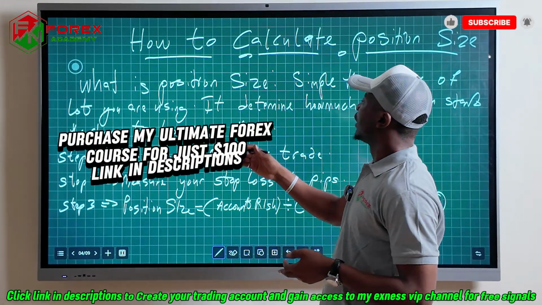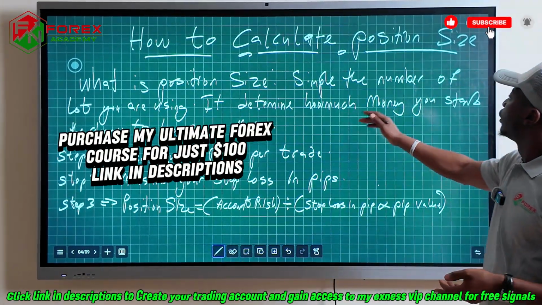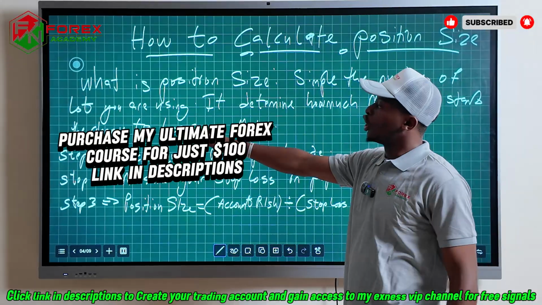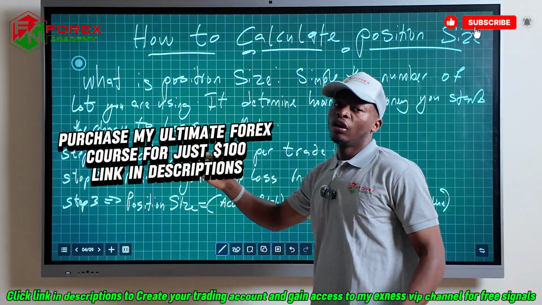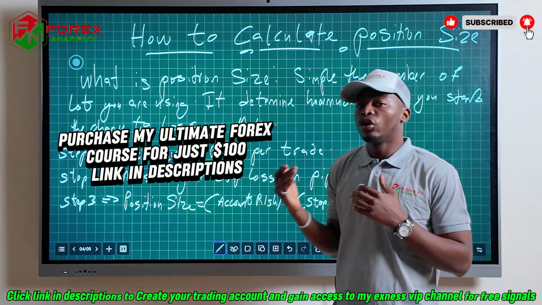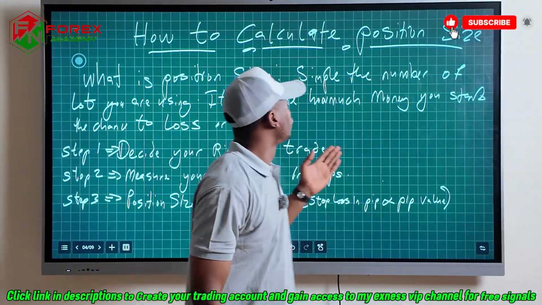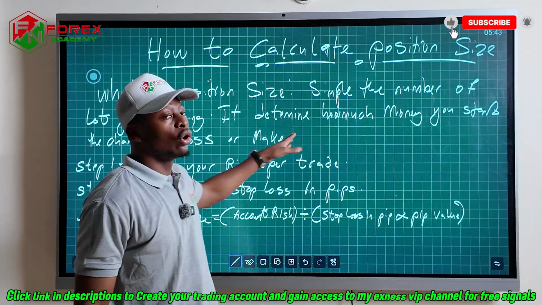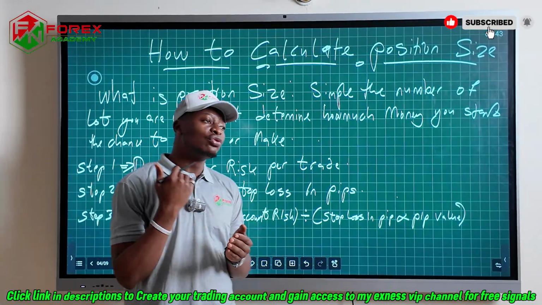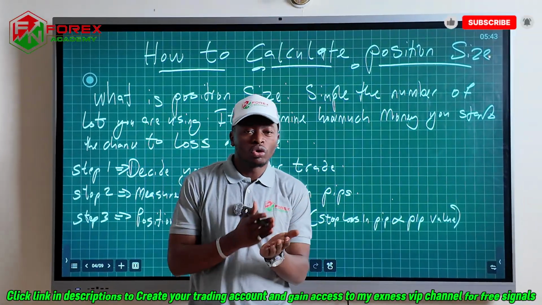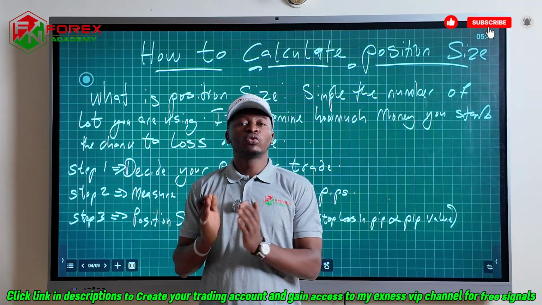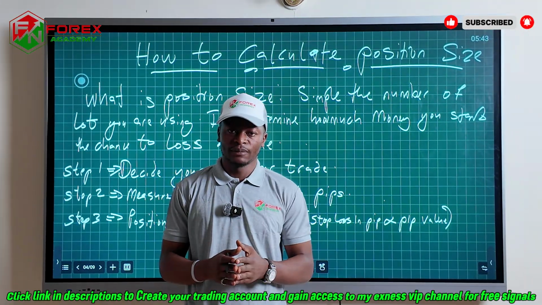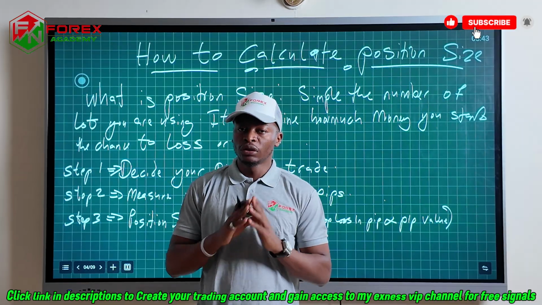First of all, what is position sizing? Simply the number of lots you are using, right? So your position size is simply the number of lots you are using. Now, it determines how much money you stand the chance to lose or make. So before you want to know how much am I going to lose on this particular trade, or how much will I make on this particular trade, right? You need to use your position size.